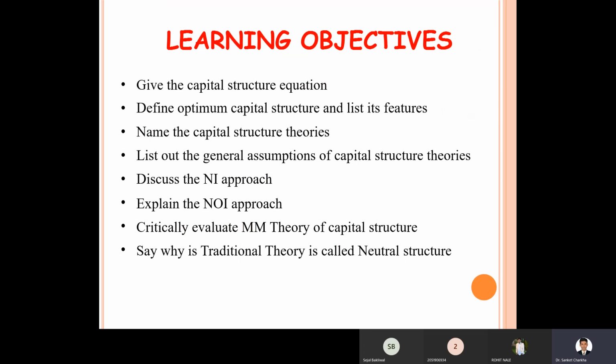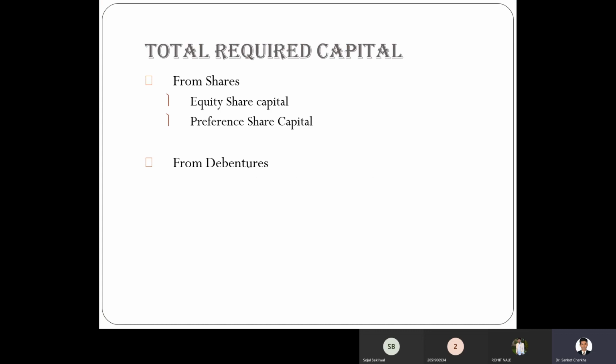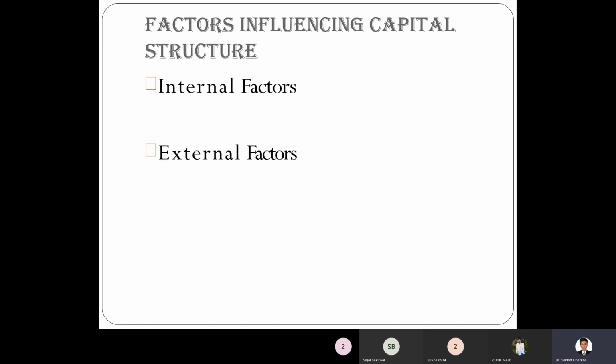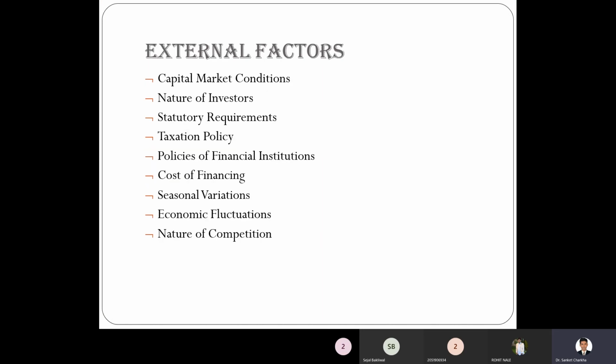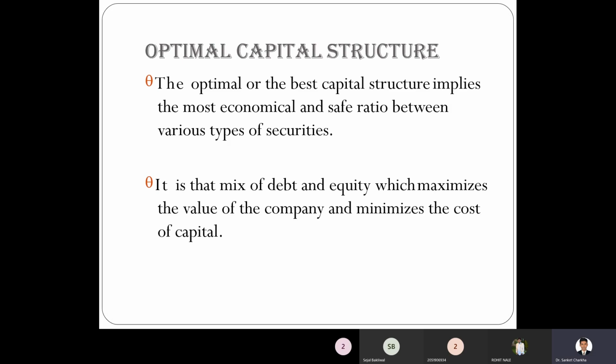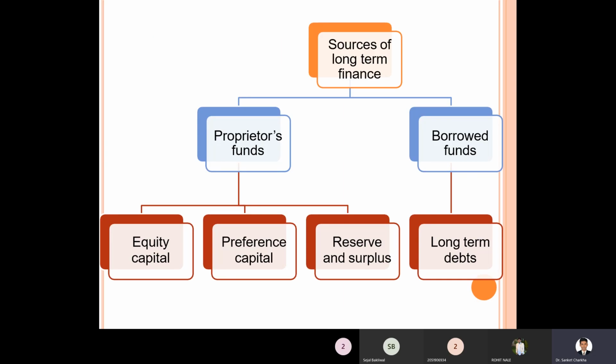To give you a brief overview of what we have seen yesterday. In the first lecture, we saw the meaning of capital structure, the different sources or components of the capital structure, and the various internal and external factors that affect your capital structure decisions. Then we saw what an optimum capital structure is, and the essential elements of a sound optimum capital structure, that is OCS.